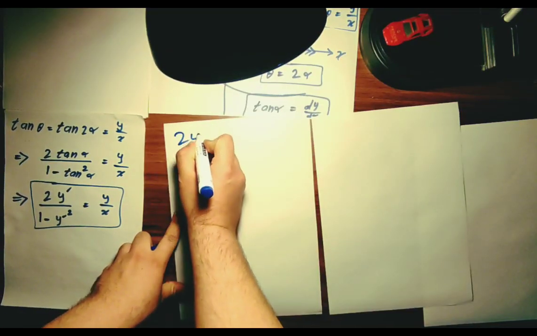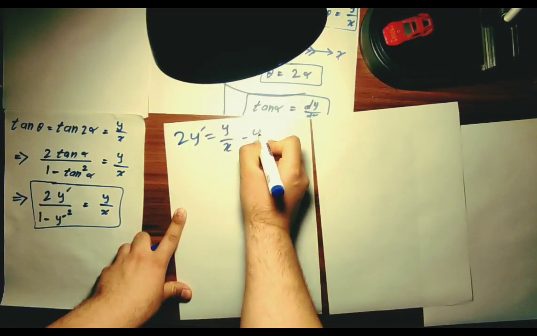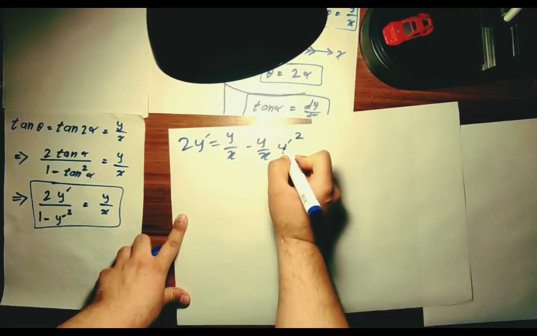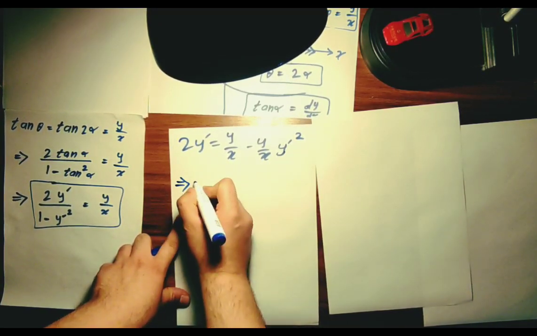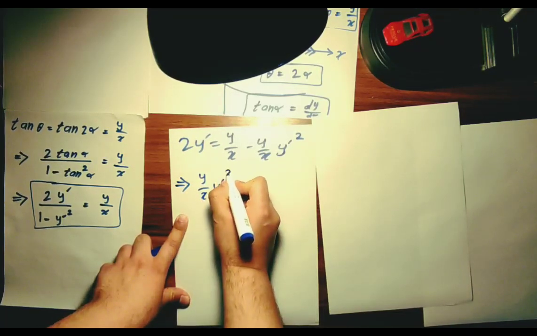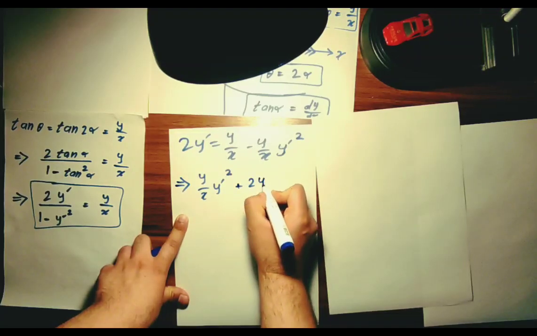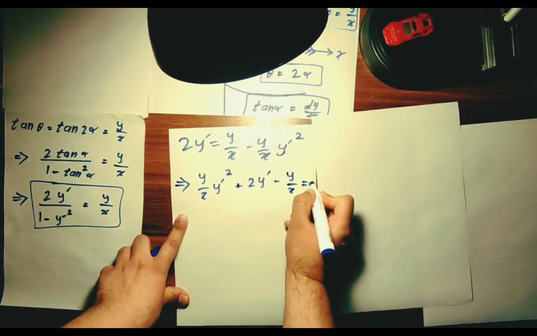Here 2y prime is equal to y over x minus y over x times y prime squared. This is y. And so y over x times y prime squared plus 2y prime minus y over x equals 0.